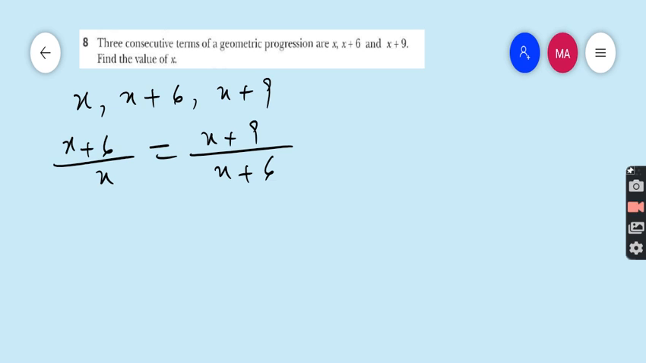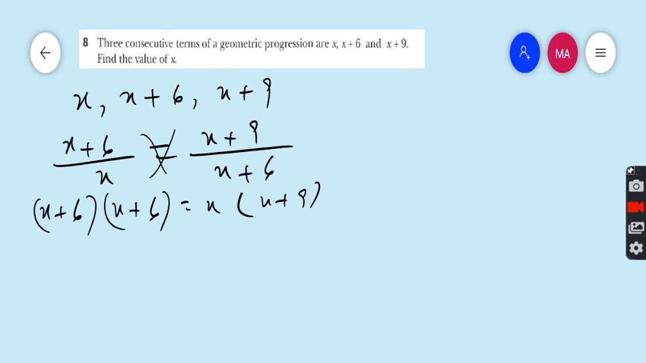And how to find the ratio? Divide every following term by its preceding term. Cross multiply. x plus 6 into x plus 6, x into x plus 9. So it is x plus 6 whole square, x into x is x square, x into 9 is 9x. Expand this by using the a plus b whole square formula.